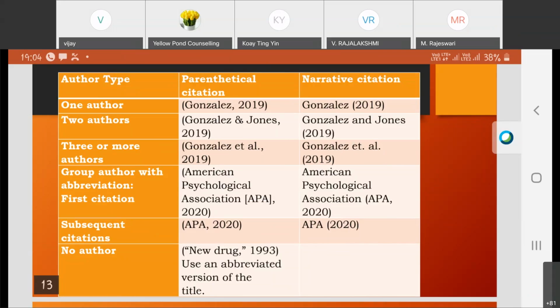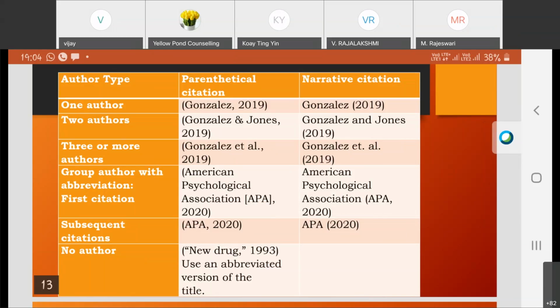Then what about the group authors with abbreviations? When we give the group author abbreviation in the first in-text citation, for example American Psychological Association, we put APA first and then the year of publication. Once we give the abbreviation appropriately, in the subsequent citations we can simply use the abbreviated form, like APA only, instead of using American Psychological Association for the entire research.